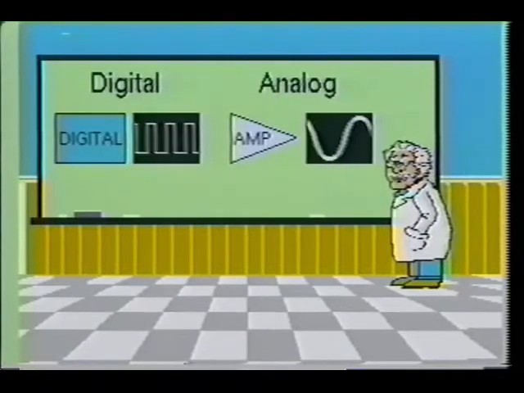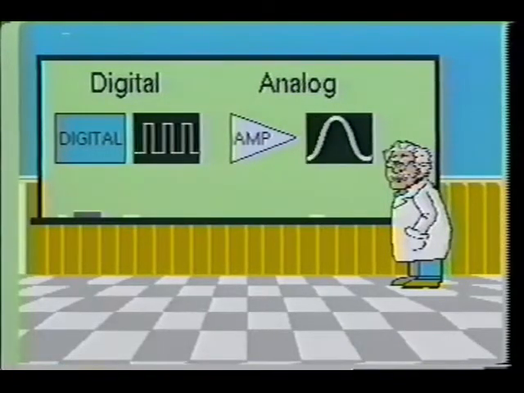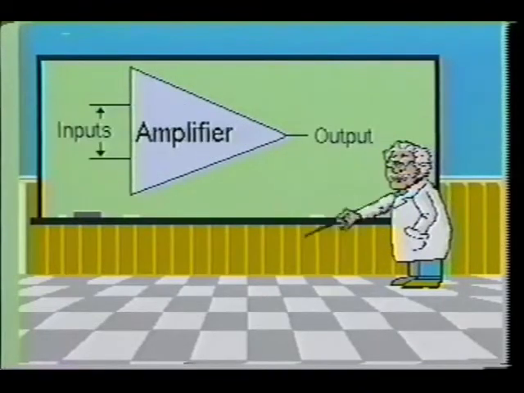When a semiconductor device is operated in a switching mode, it is being used as a digital device. When the devices are operated linearly, they are being used as analog circuits. The most commonly used analog circuit is the amplifier.